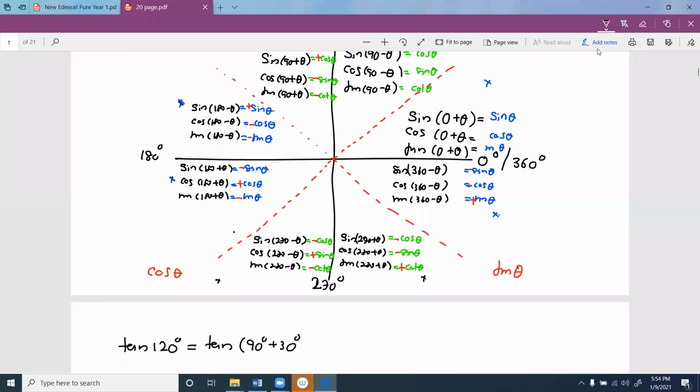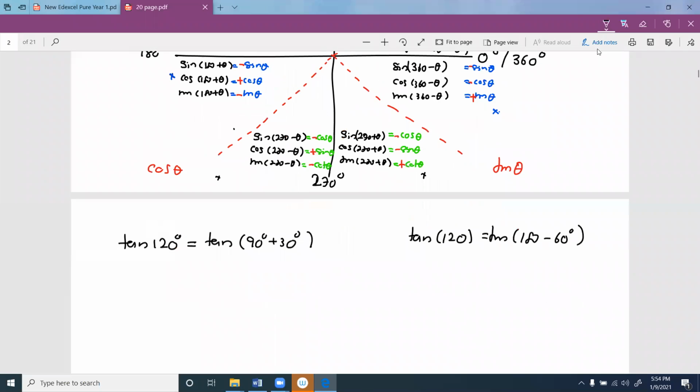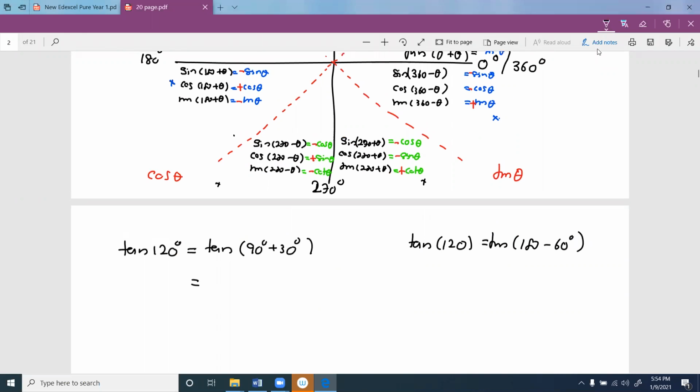Right. When you come up with tan 120, you can write either 120 as 90 plus 30, or both approaches are the same. You get the same answer. 120, you can say that is tan of 180 minus 60. Any format is okay. Right. Then if you come up with this, tan 90 plus 30, they are using this format.